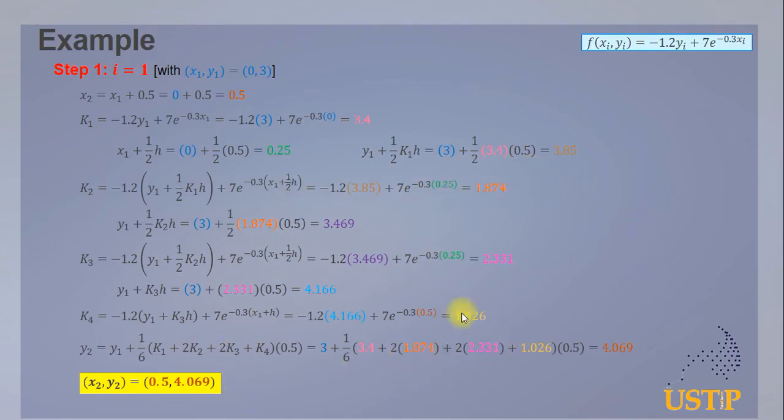2 times K3 nato, so K3 nato is just 2.331, so 2.331 na siya dira. Then K4 nato is equal to 1.026, so 1.026 ni dira, no? And then multiplied na sila tanan sa 0.5, which is atong H, no? So which is gi-extract na nato siya earlier sa atong formula. So then simplifying this expression, we have 4.069. Okay? So it means that our x2 and y2 is equal to 0.5 and 4.069 respectively.